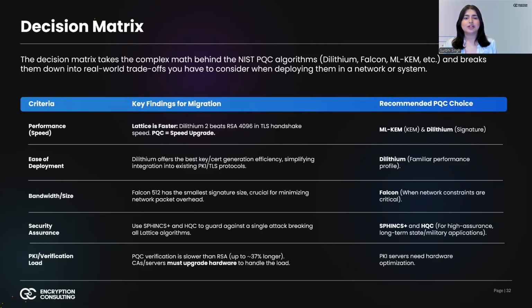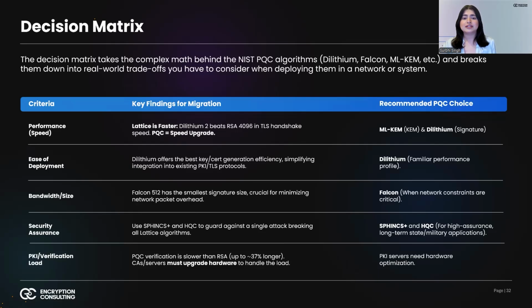Finally, we have security assurance, which I like to call the backup plan. If all our fastest algorithms, Dilithium, Falcon, ML-KEM, rely on the same lattice math, what happens if quantum scientists break that one type of math? The answer is everything fails. To prevent this catastrophic single point of failure, NIST gave us diversity. They selected two independent algorithms as your safety nets.